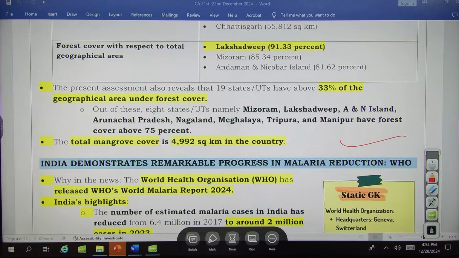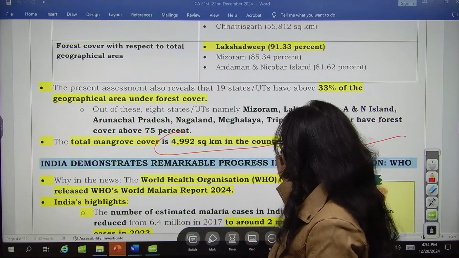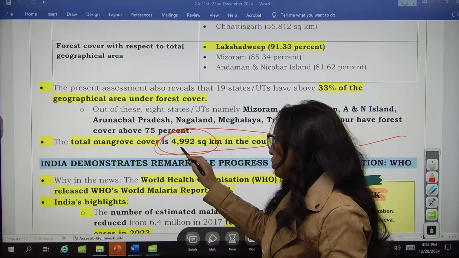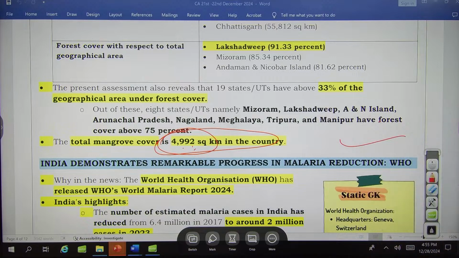One more important fact here is, total mangrove cover is how much? This is again very important, remember, 4992 square kilometer. Remember this figure, total mangrove cover. Total mangrove cover is 4992 square kilometer in the country.